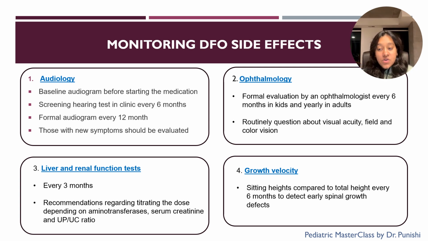Interestingly, deferoxamine is known to cause skeletal side effects, so growth velocity is very important to be monitored for those who are requiring chronic deferoxamine infusions. So sitting height as compared to the total height needs to be taken every 6 months to detect early spinal growth defect. Now, what do I mean when I say this?